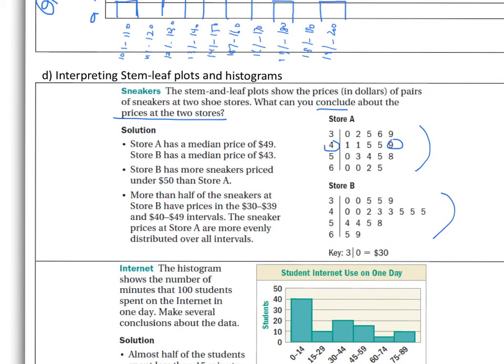1, 2, 3, 4, 5, 6, 7, 8, 9. So we cut off. Remember, the median is the middle number of the data set. Store B has more sneakers priced under $50 than Store A. So more than half the sneakers at Store B have prices in the 30 to 39 and 40 to 49 intervals. This means that the sneaker prices at Store A are more evenly distributed over all intervals, as you can tell.